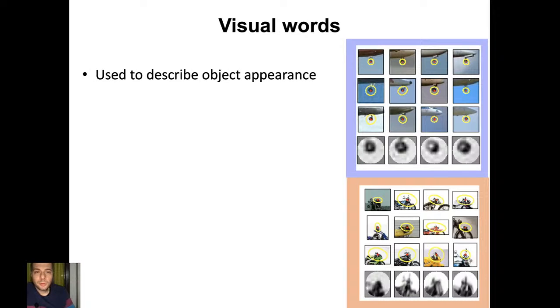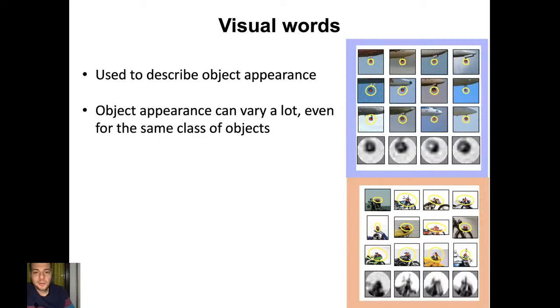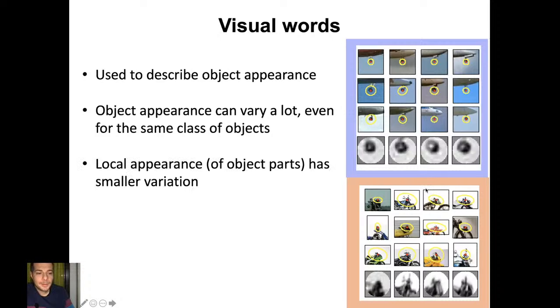So the visual words can be used to describe object appearance. This can vary a lot, even among the same class. So we see here that at least for these steering bars have a lot of variation. So local appearance of object parts have actually lower variation. So for these wheels, we see that the variation is smaller than the variation for planes.